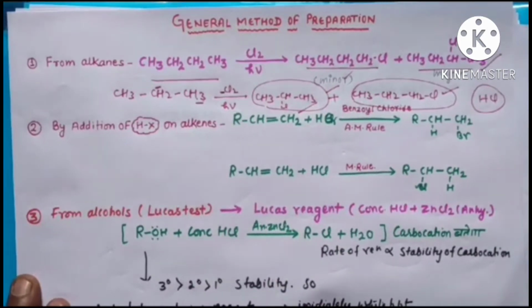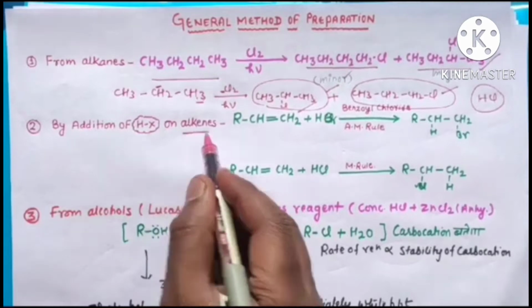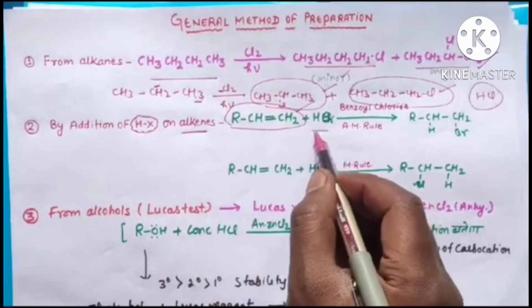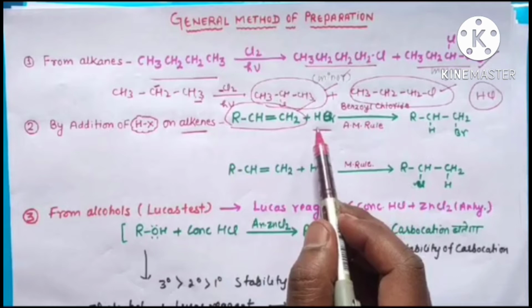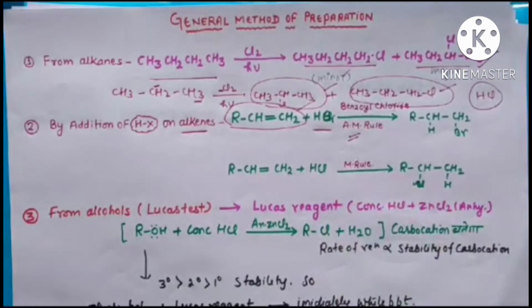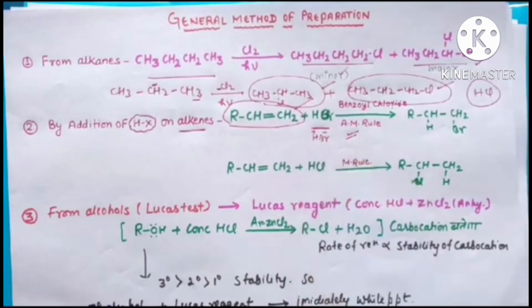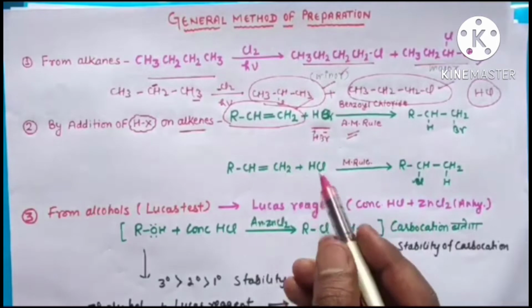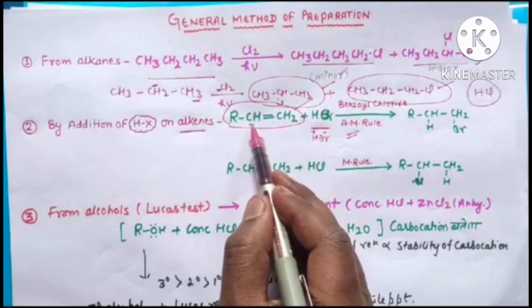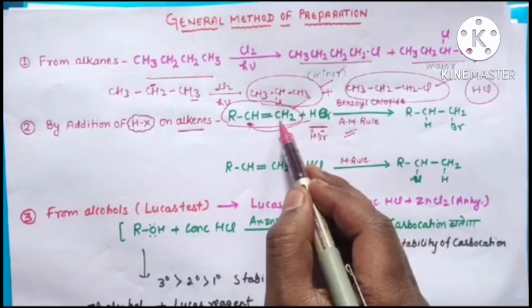So the second method is by addition of HX, meaning with the help of addition of hydrogen halide on alkene. On alkene, you do the reaction of hydrogen halide. For example, here HBr is written. If benzoyl peroxide is written, then you have to go for the anti-Markovnikov rule. Now Markovnikov and anti-Markovnikov you can easily understand. This is HBr, this is the positive part of it, this is the negative part. So this is the opposite of the Markovnikov rule. Hydrogen will attach to this carbon, and Br will attach to this carbon. This will be the product.